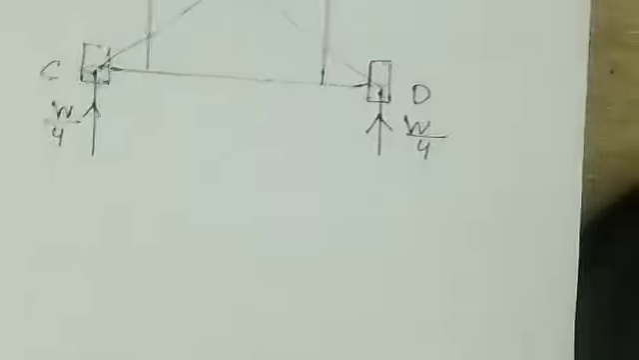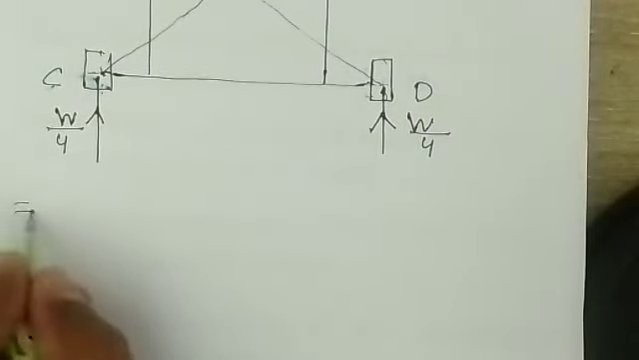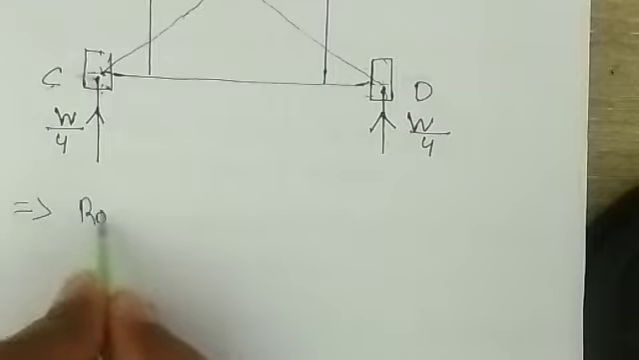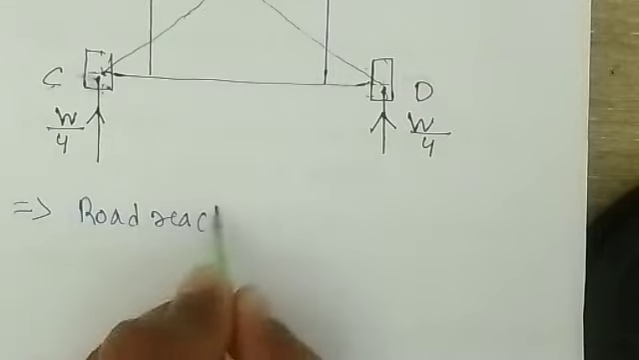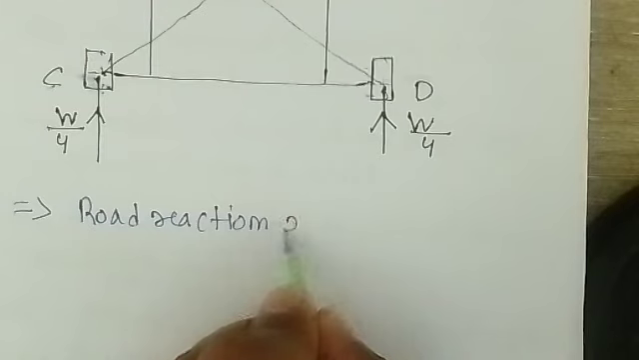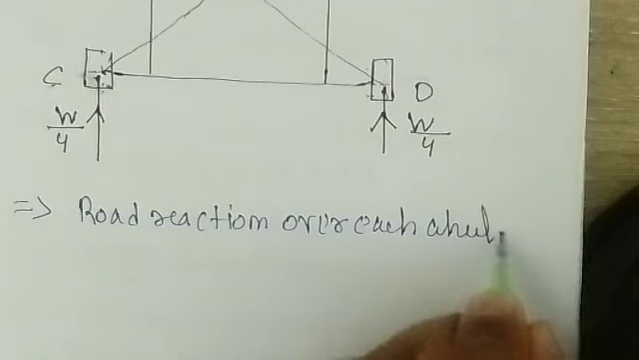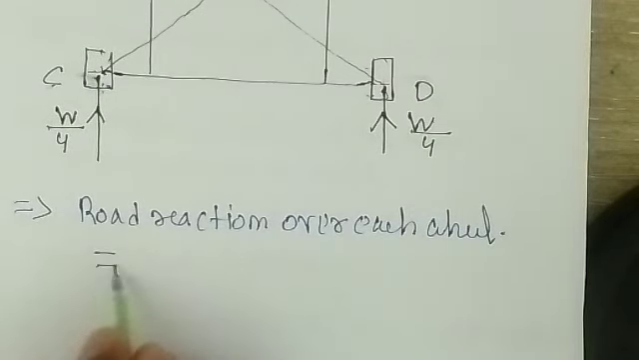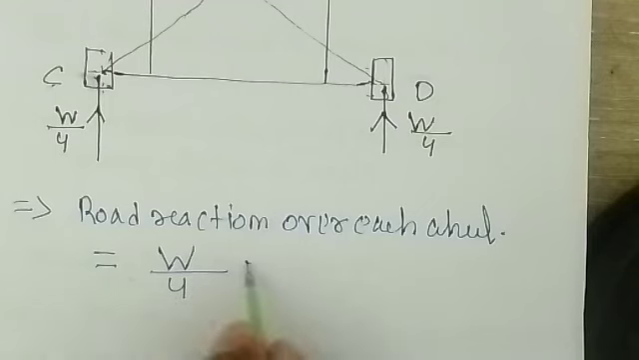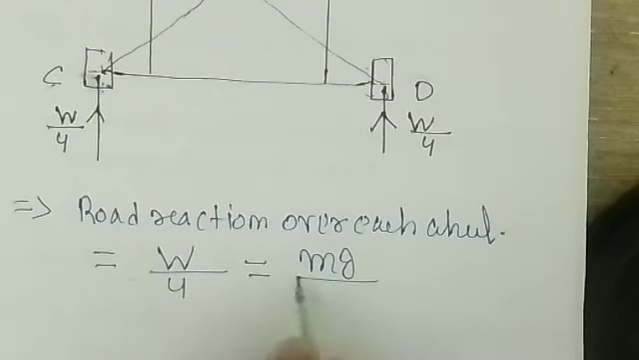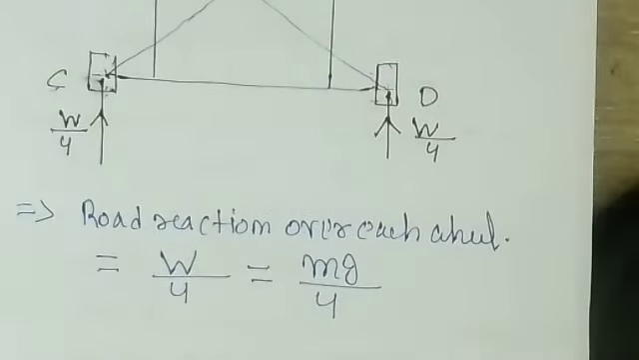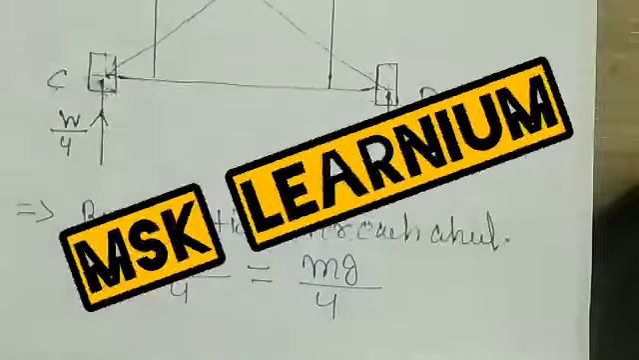So you can make a point that the road reaction over each wheel is equal to W by 4, where W is nothing but the mass into gravity. So now we found out that because of the weight of the vehicle, the reaction on each wheel by the road is W by 4 in the upward direction.